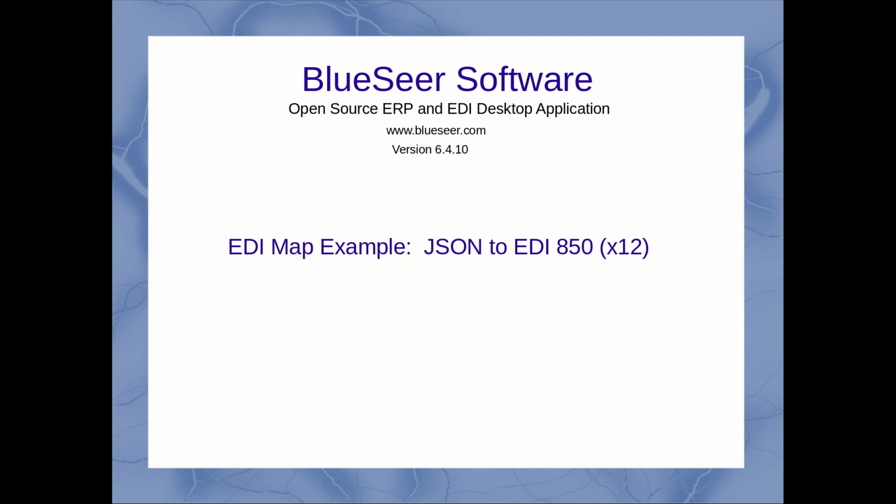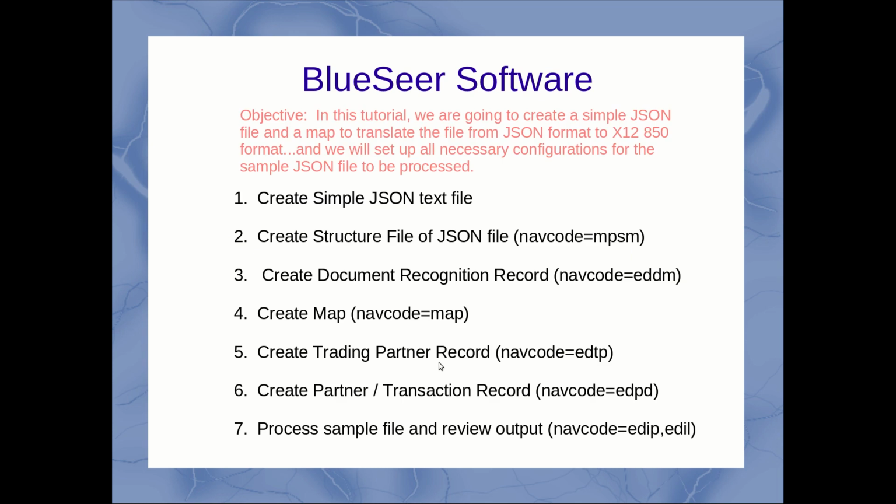Currently we're on version 6.4.10 of BlueSeer. And here the objective obviously is to create a simple JSON file and to create the maps for it and all the necessary configurations, and then look at the processing of it. And these are the action items that we're going to go through to make that happen. We're going to create the JSON file first, and we're going to create that by hand. We're going to create the structure file that BlueSeer requires that represents that JSON text file that we created.